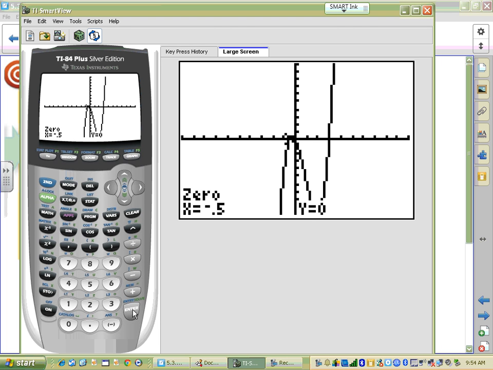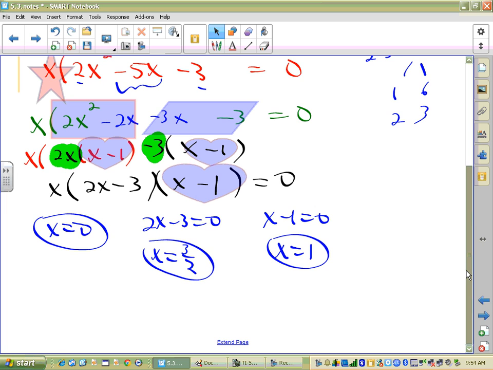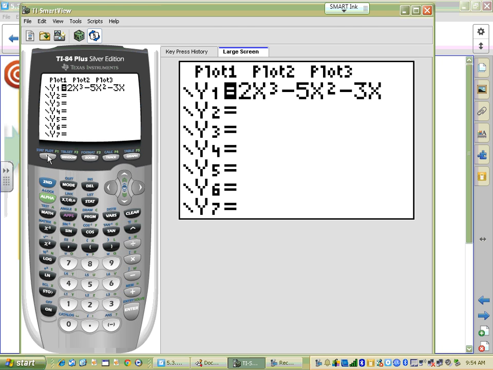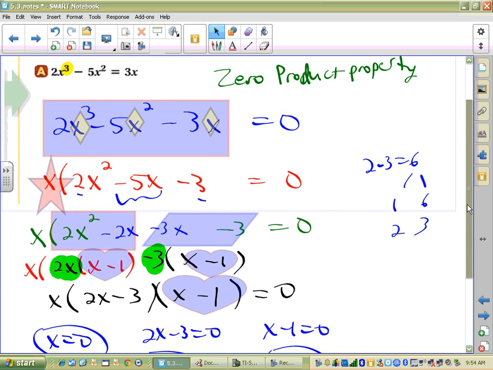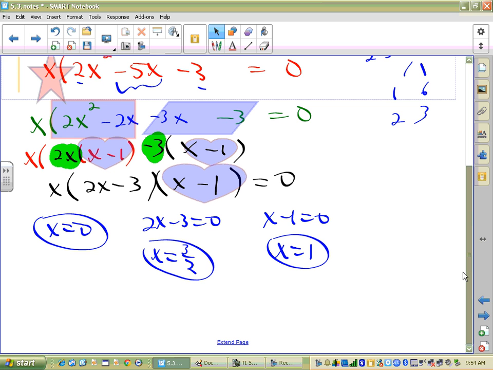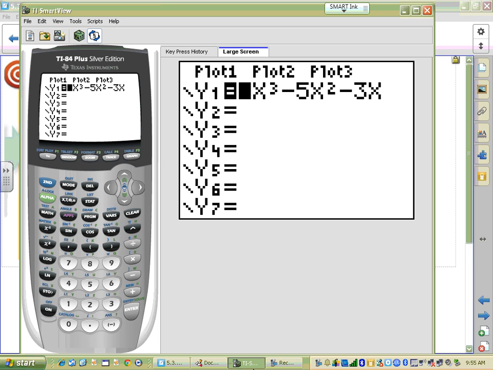So I can see that one of my x-intercepts is negative a half. Hey, we had that, didn't we? Negative a half? No, we didn't. Hopefully I got everything in here, right? 2x cubed minus 5x squared minus 3x. Is everything okay there? I have a feeling that something went wrong with this particular problem. Oh, no? No, nothing went wrong. 2x cubed minus 5x squared minus 3x.